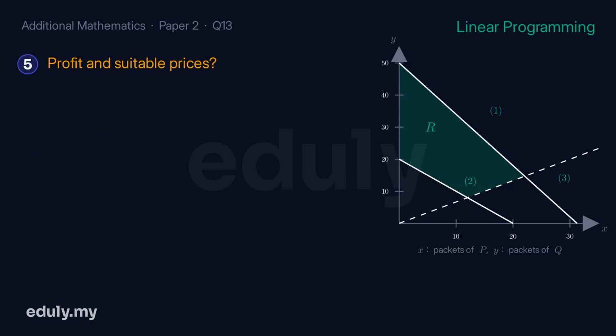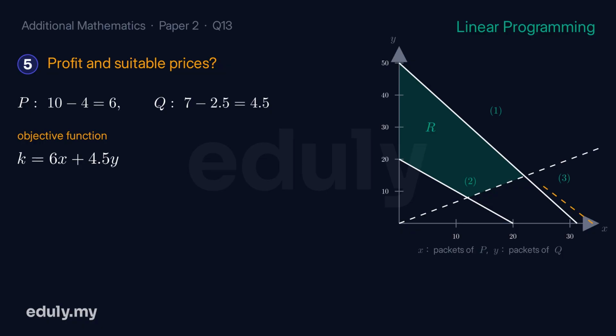Part D2. Profit per packet is selling price minus cost. P earns 6 a packet, Q earns 450. Total profit is our objective function, 6x plus 450y. Now treat this line like a ruler. Slide it across R, keeping it parallel, until the last corner it touches. We want the smallest profit, so we slide toward the origin and stop at the corner nearest it.